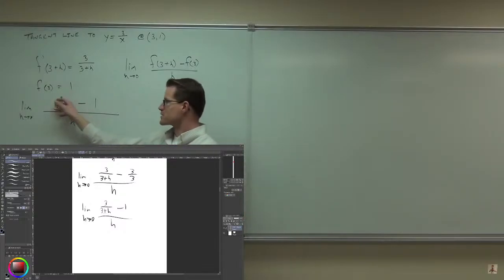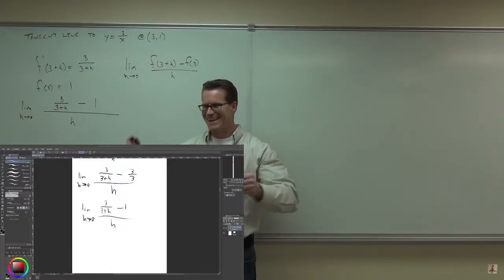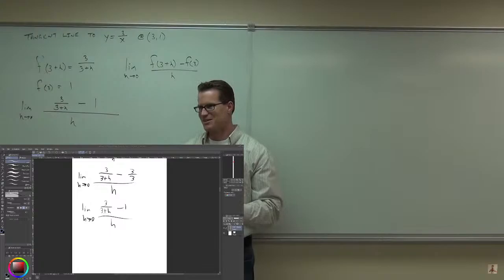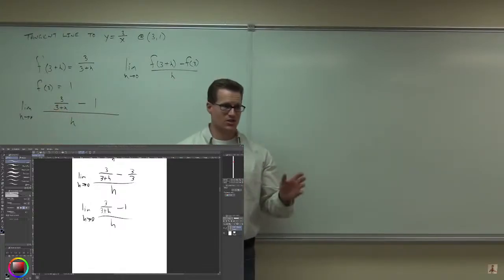Now, quick question. Can I cross out the 3's? No. I see a lot of people love to do that, right? You're going fast, like, oh, the 3's are the same, I get to cross them out. Yay. No, not so much. We can't cross them out because that's a term, not a factor. We cannot simplify that in any way, shape, or form.